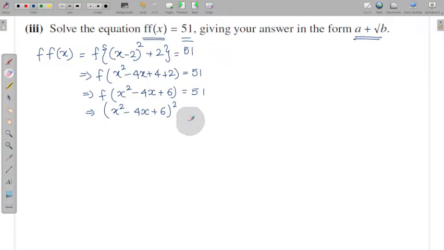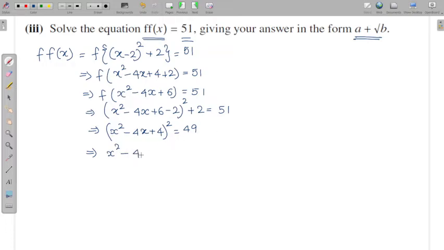Okay, so there's a minus 2, so 6 minus 2 whole square plus 2 equals 51. So this will be x square minus 4x plus 4 whole square. So if I take this 2 to the right hand side, 51 minus 2, that's 49. Now when I take the square root again, the plus minus sign, so x square minus 4x plus 4 is equal to plus minus square root of 49, that's plus minus 7.